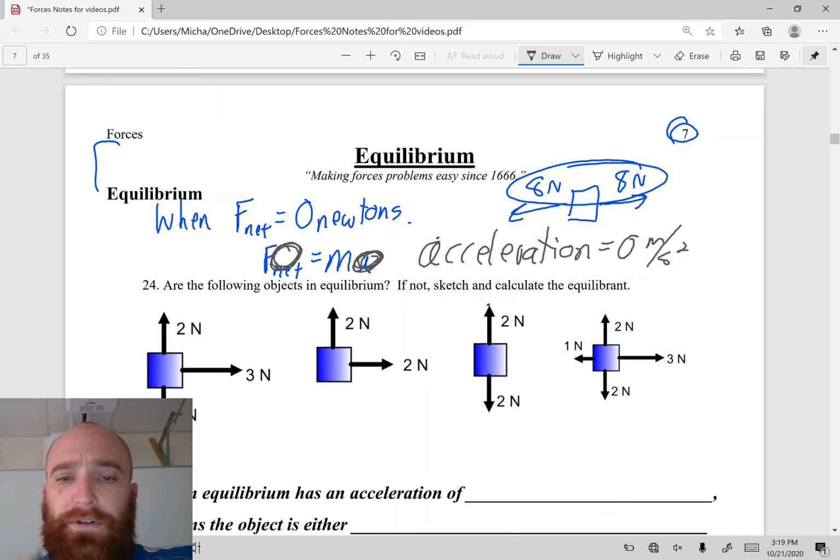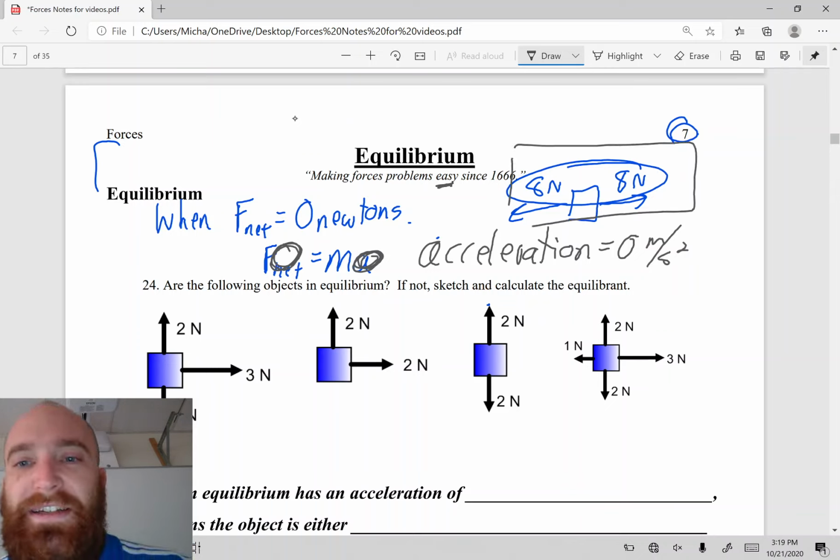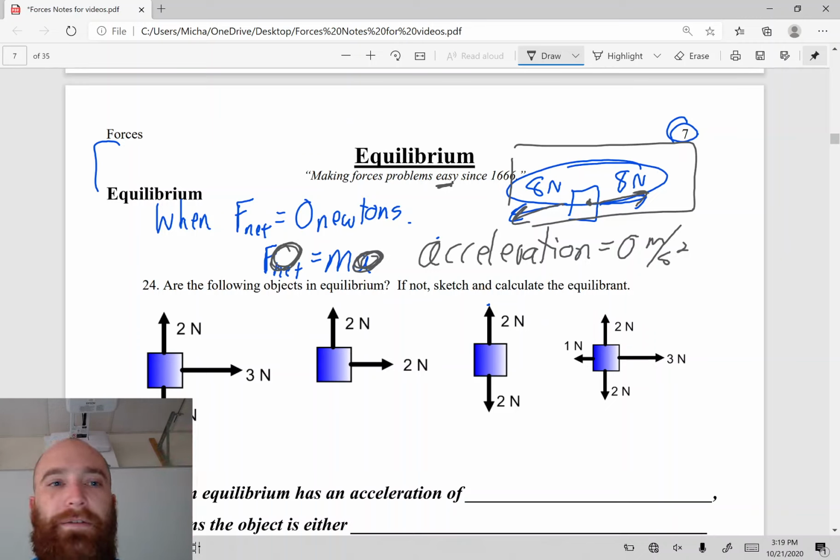So, we're going to talk about, again, really why we care about this in a little bit, but when an object is in equilibrium, it has no acceleration. And the reason we care about it is that the problem suddenly becomes very, very easy. Think of this little side example that I did. If I told you it was in equilibrium, you know that if there's 8 one way, there's 8 the other way. And there's really no math involved then. If I told you it was 20 one way, then there must be 20 the other way if it's in equilibrium.